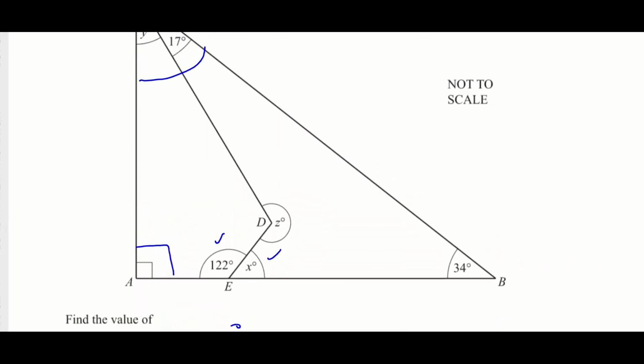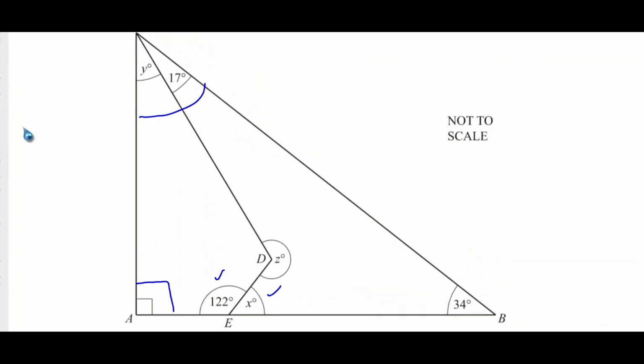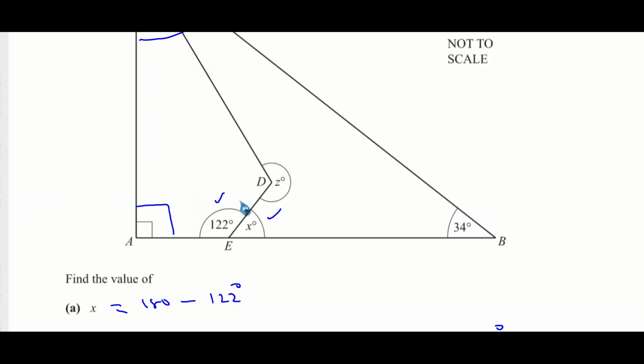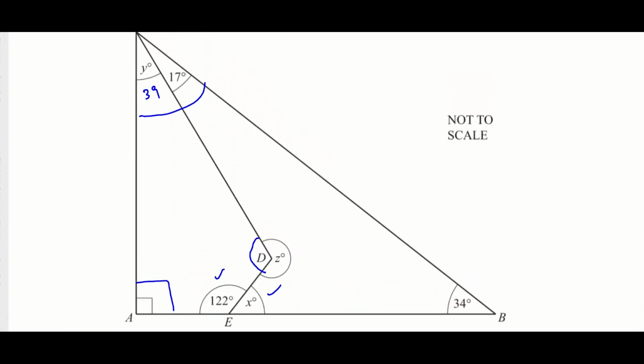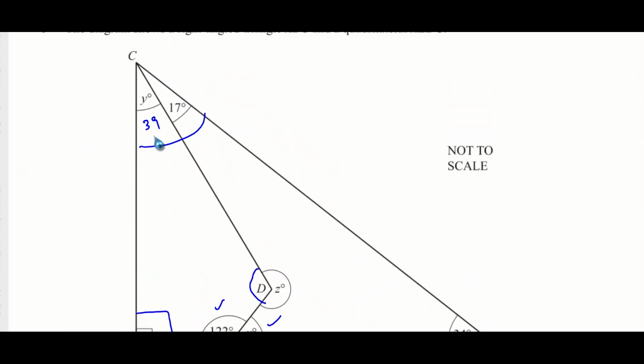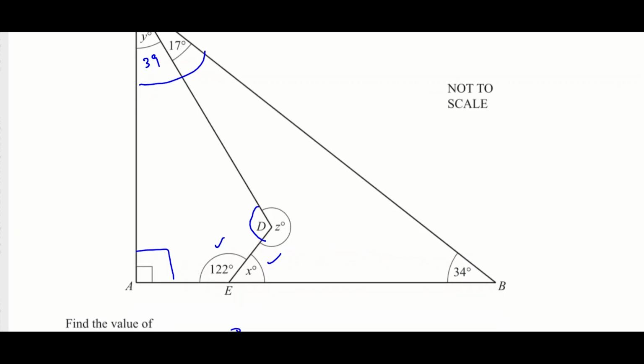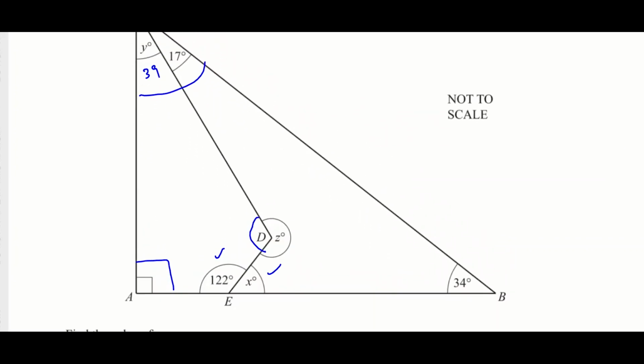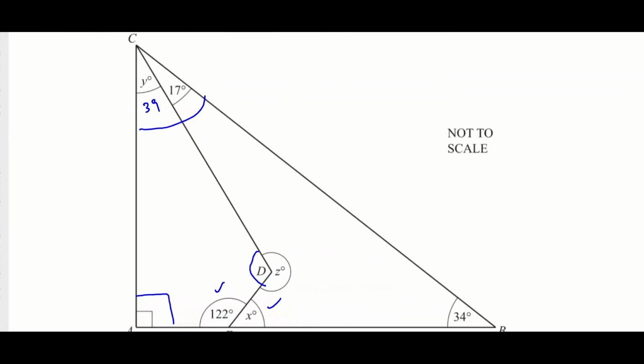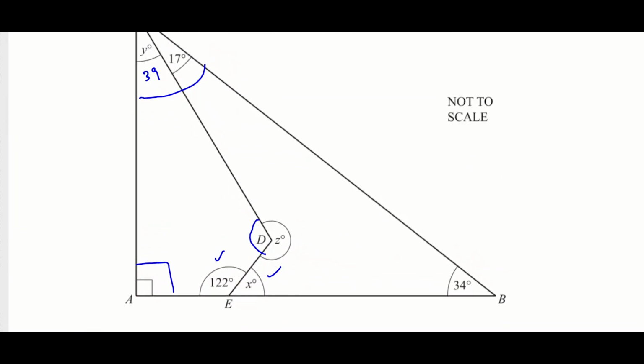Then part C, find z. Since we know the value of this angle, this is 39 degrees, that is angle y. To get z there, we need to find angle d. To get angle d, we can get it from quadrilateral CAED. So we know this angle is 39, then this is 90 degrees, we know this to be 122, and we can find d.